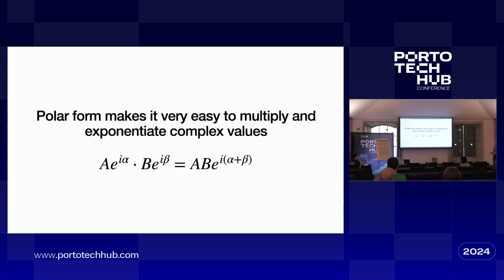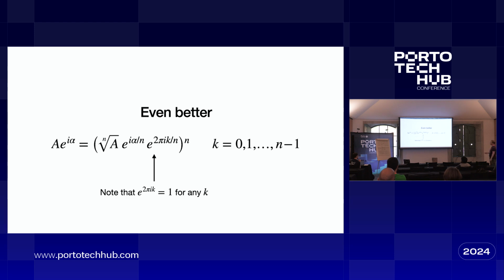Polar form for a complex number makes it very easy to multiply and exponentiate complex values because once again, we're coming back to the same thing that logarithms turn multiplication into addition. Even better, this may be going a little bit more, we don't actually need this, but if I write out this number, looks kind of complicated, right? And I raise it to the power of n, what happens? Well, I have the nth root of a here, so the nth root of a to the power of n is going to give me back a.